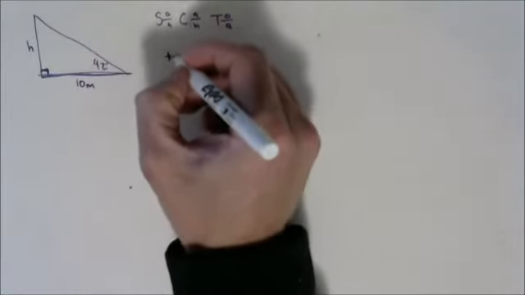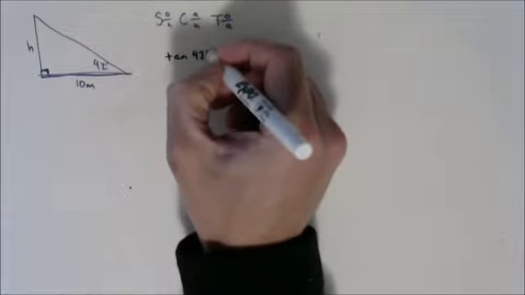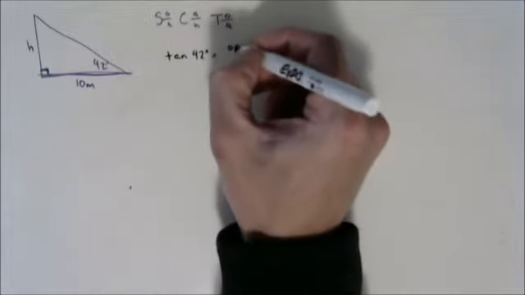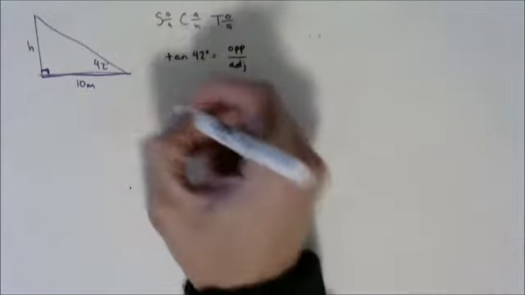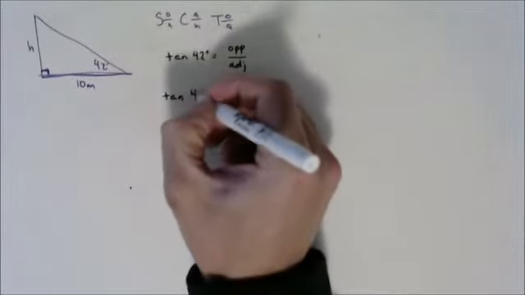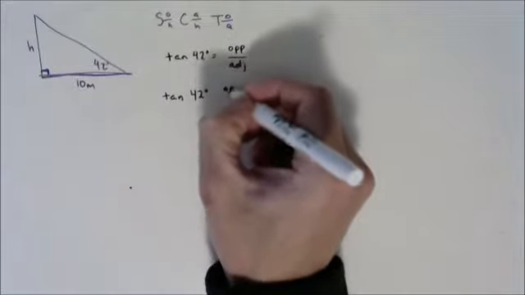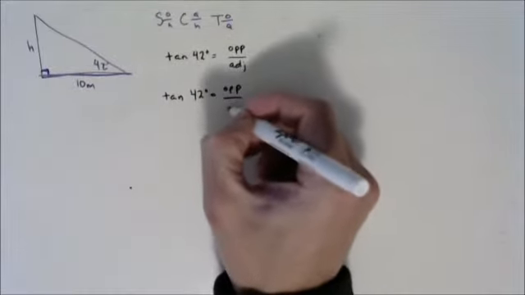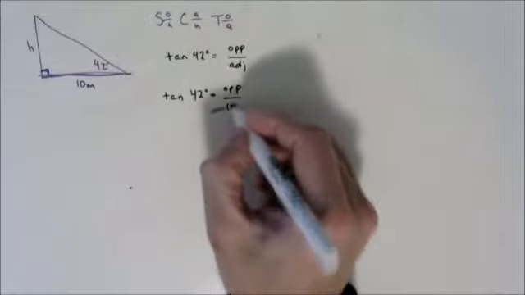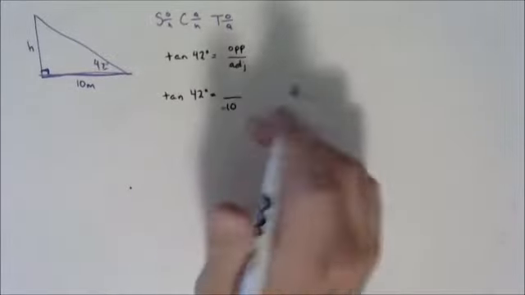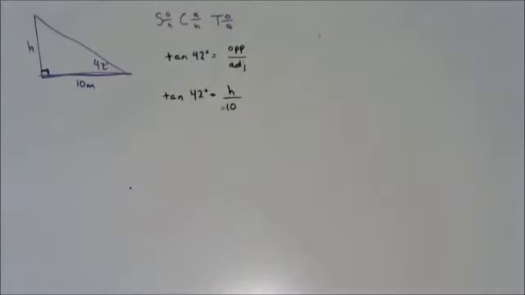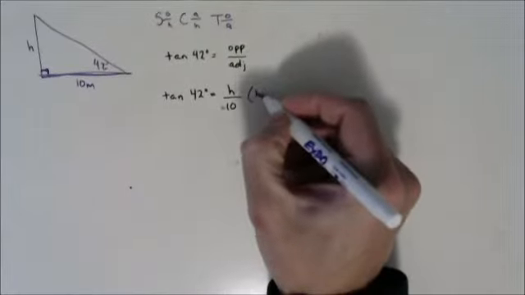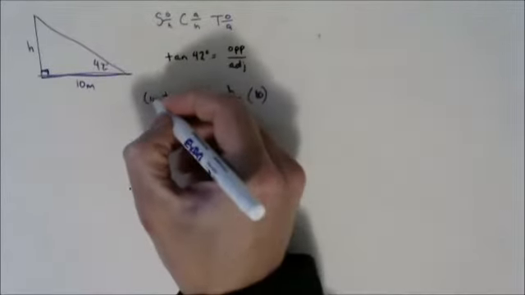So I know that the tan of 42 degrees is opposite over adjacent. I know the adjacent side length is 10 meters, so it's over 10. And I've named the opposite side length h. So all I need here is a little bit of simple algebra. I am going to multiply both sides by 10 in order to get h by itself.